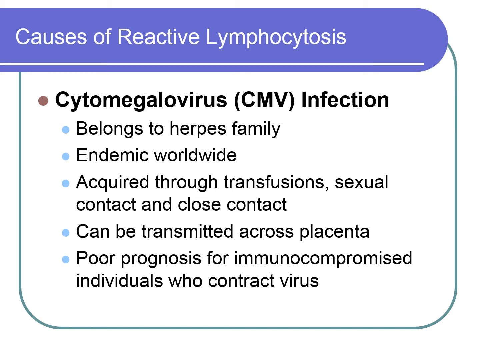Another cause of reactive lymphocytosis is cytomegalovirus, which belongs to the herpes family. It's endemic and acquired through transfusion, sexual contact, or close contact, and can also be transmitted across the placenta. It has a very poor prognosis in immunocompromised individuals who contract the virus.